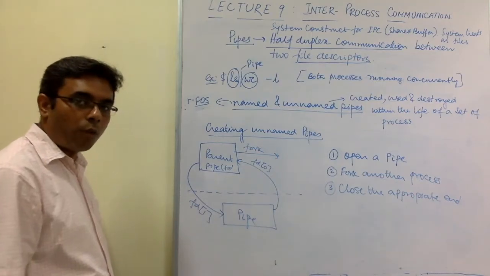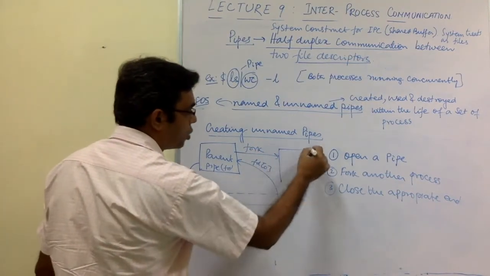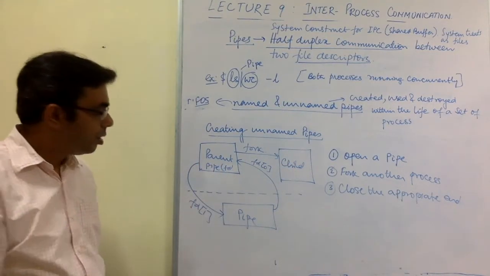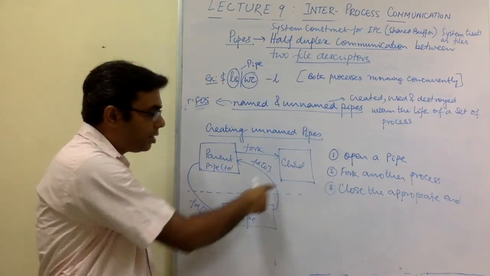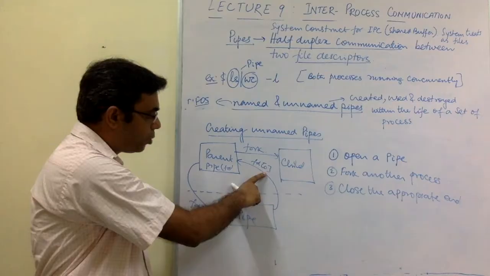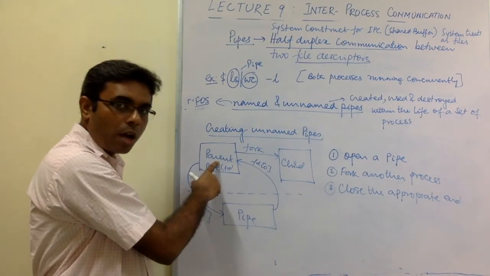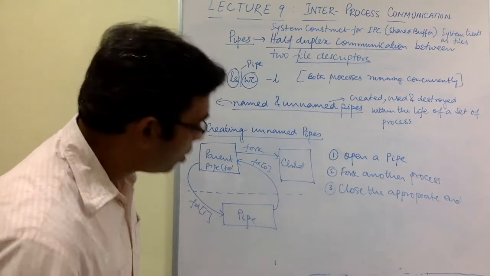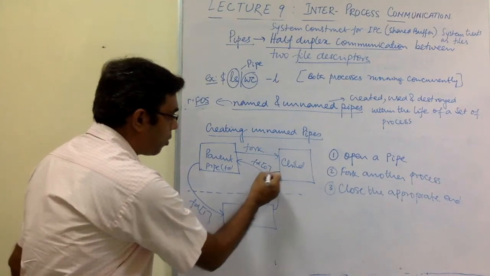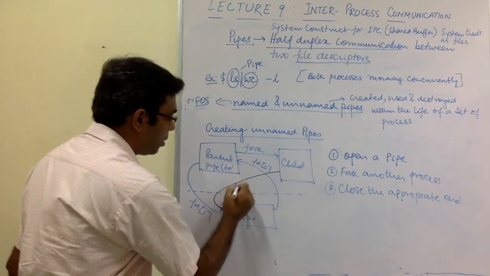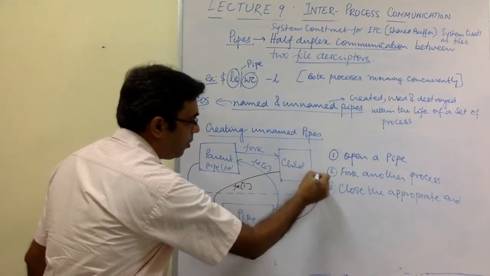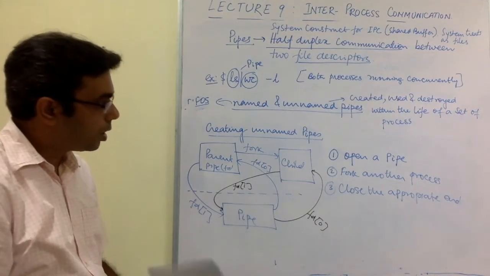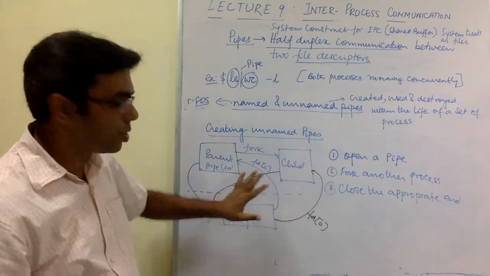The moment you fork, you create a child process which is the replica of the parent, and that means the pipe is maintained by the child also. The two file descriptors which were opened for the parent process have also been opened for the child process. So now you have the child process which also has a write file descriptor and a read file descriptor. So after you fork, this is what the situation is.